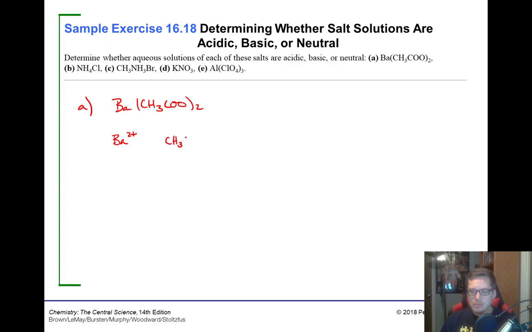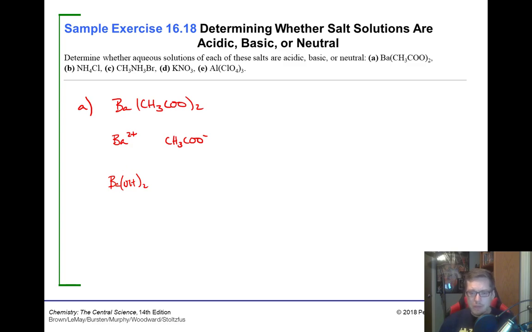So you got barium and you got acetate. Okay, now you have to think about, well, what did this have to have come from? Did it come from an acid or a base? Well, barium had to have come from a base, because it can't have come from an acid. It's got a positive charge, so hydrogens wouldn't have come off of this. So it would have had to come from barium hydroxide. All right, so you got barium hydroxide here.